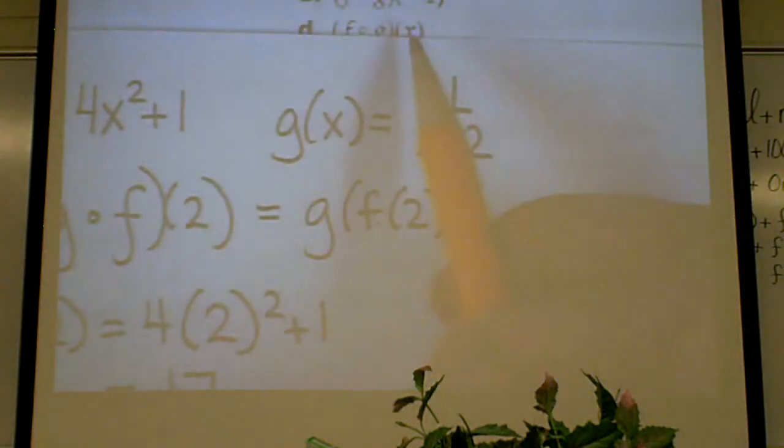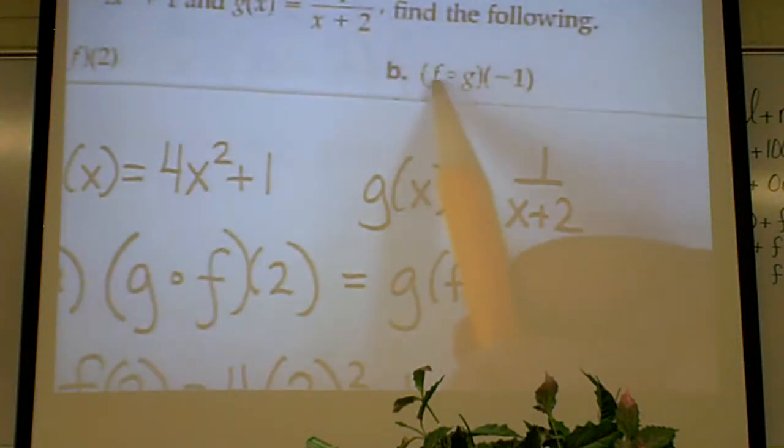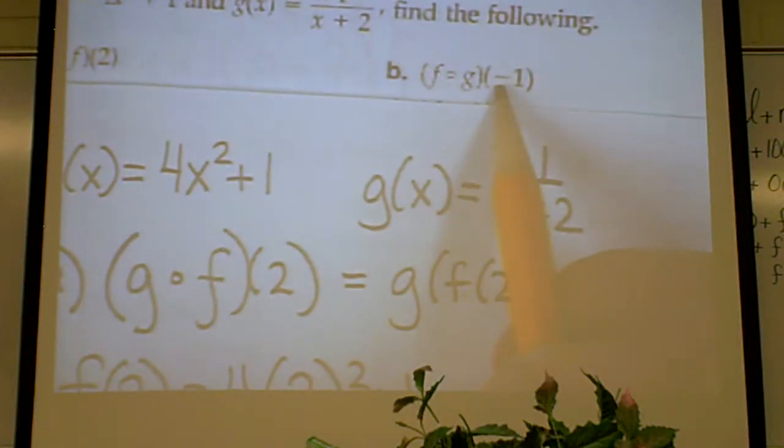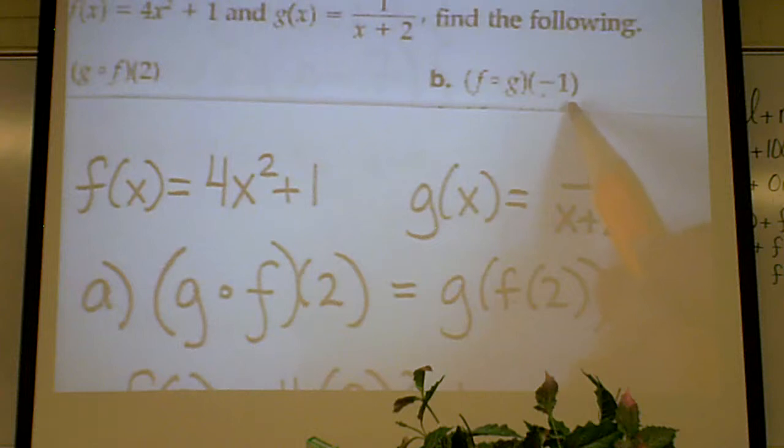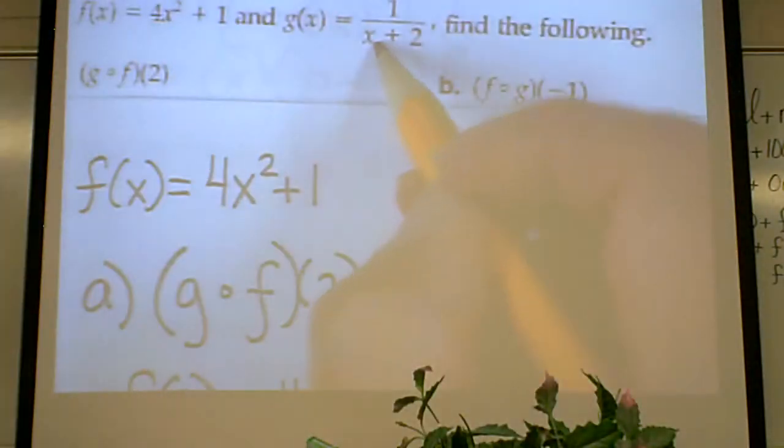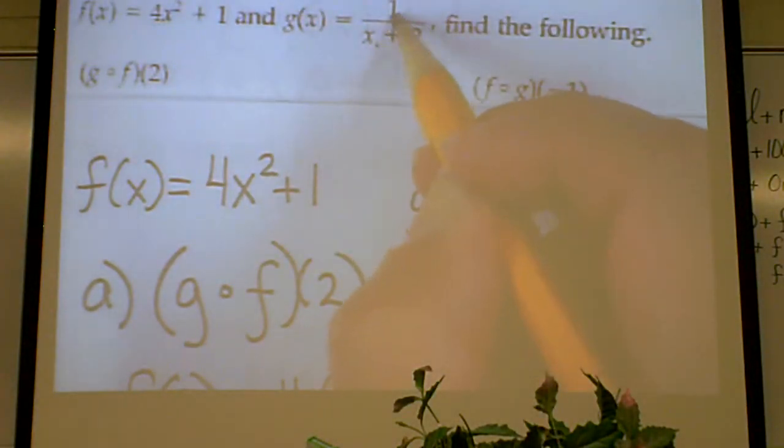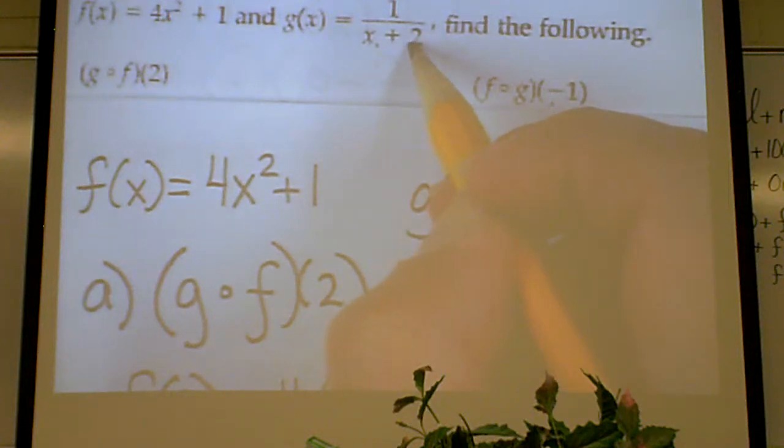So for B, B says, what's f of g of negative 1? What would you do here? Anybody? Put negative 1 into g, what do you get? Quickly do it in your head. 1 over negative 1? You get negative 1, right? Yes.